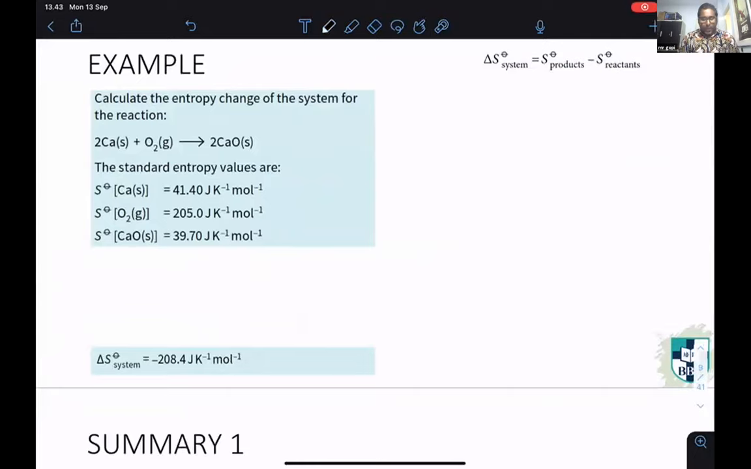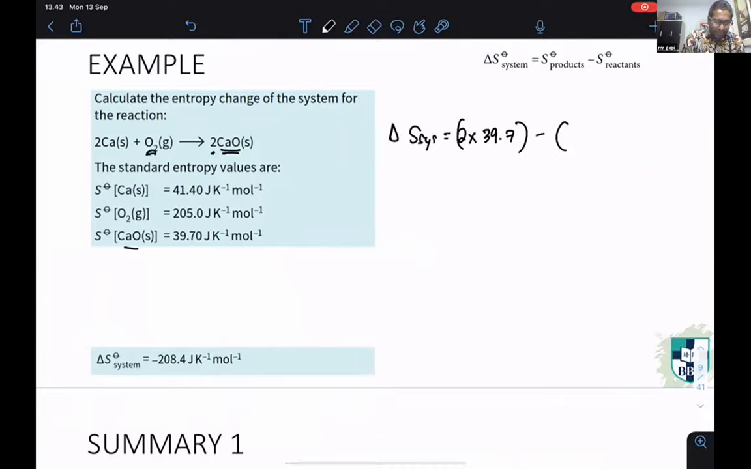So if you look at this example over here, calcium oxide, it is given. If you want to find the entropy change of the system, what I need to do is two moles, two times 39.7, this is going to be your product, and you minus the reactant. The reactant oxygen is going to be 205, and then this one is going to be two moles, 41.40. You close the bracket and you find the answer. If you find the answer, you will get this.